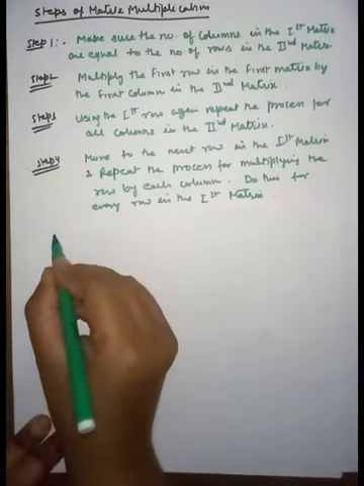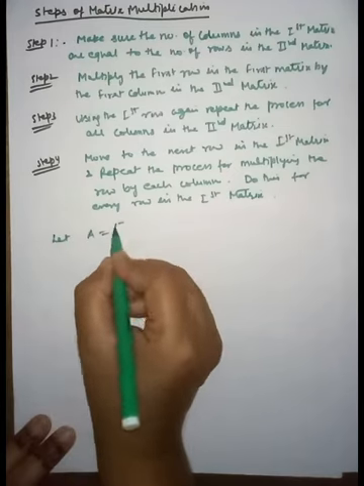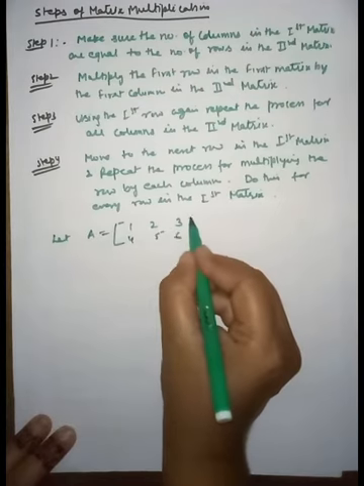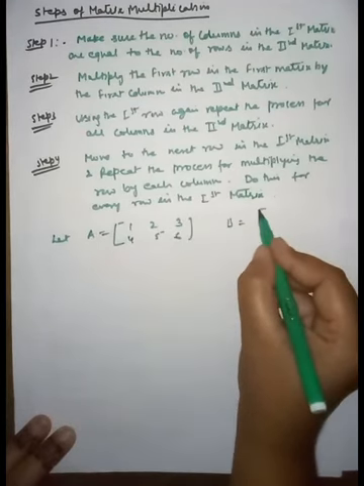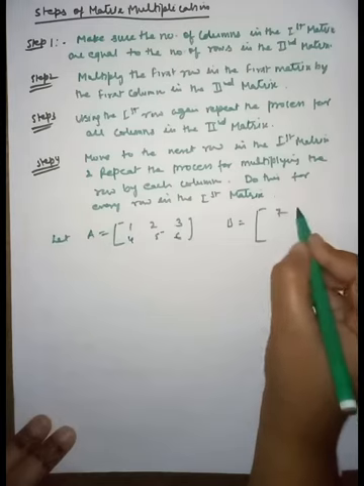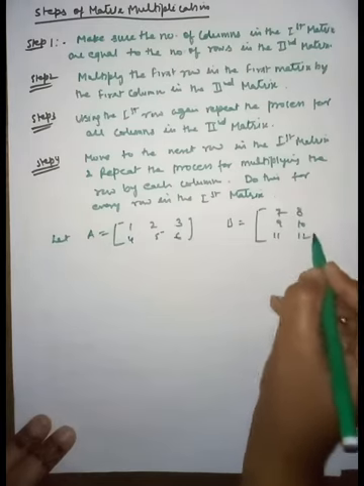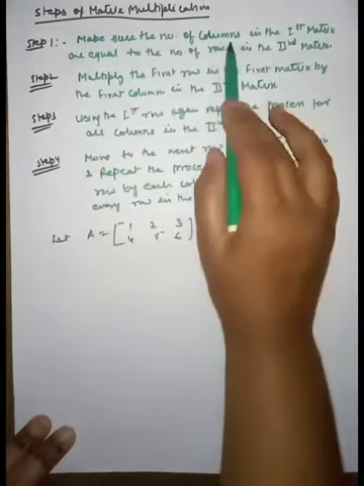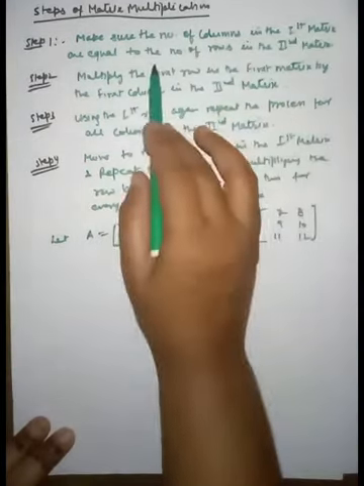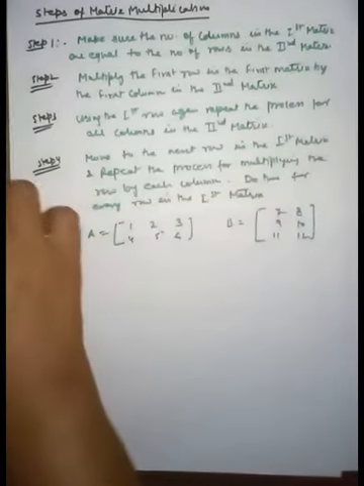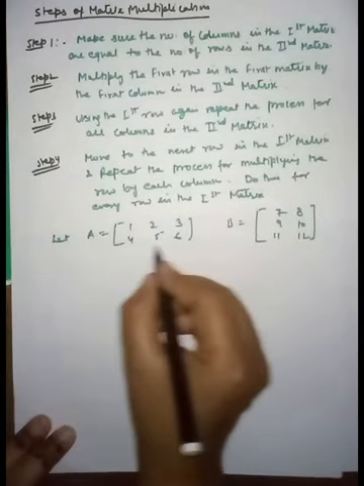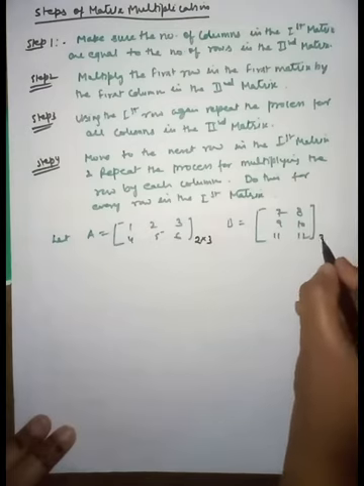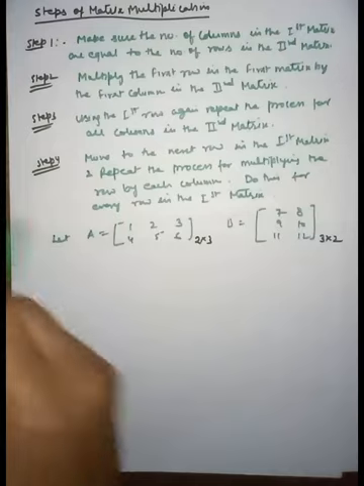Let A equal to 1, 2, 3, 4, 5, 6 and take another matrix B 7, 8, 9, 10, 11, 12. So first step, make sure the number of columns in the first matrix are equal to the number of rows in the second matrix. So here you see the order of this matrix is 2 cross 3 and this matrix order is 3 cross 2.